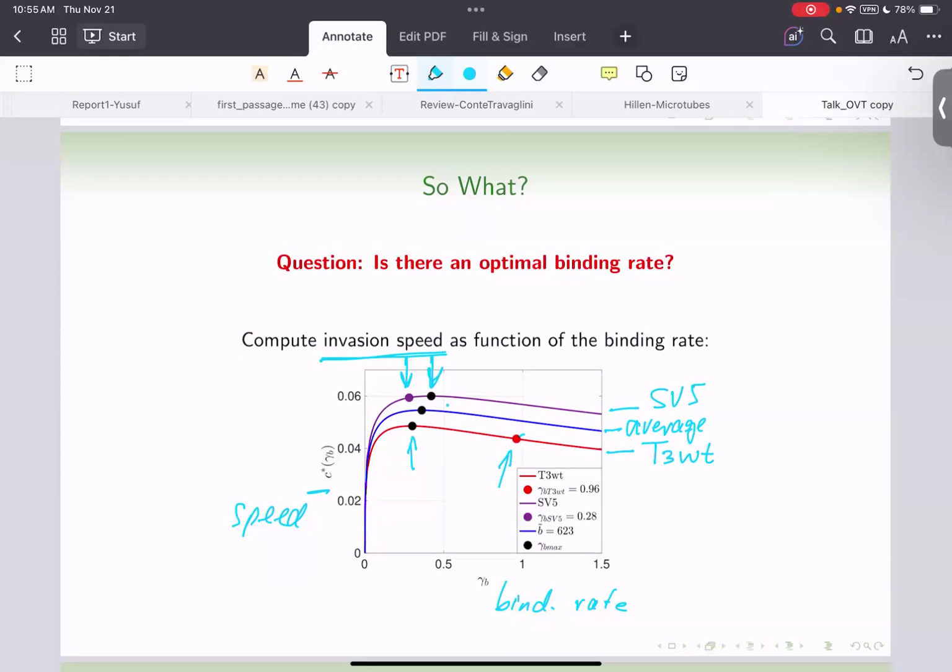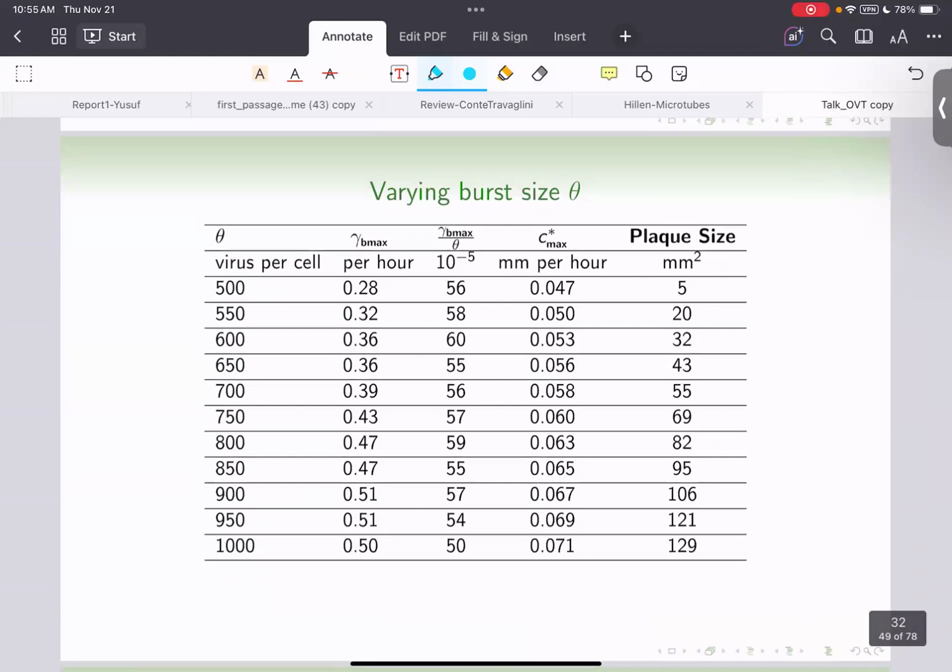So then we ran a few more test cases, because it turns out the burst size and this maximum value are correlated. So now I show you a table here where we look at the burst size going from 500 to 1,000. We compute the maximum binding rate corresponding to the burst size. And then we compute the block size for these cases as well. Okay, and now this table is something we could give to the experimentalists.